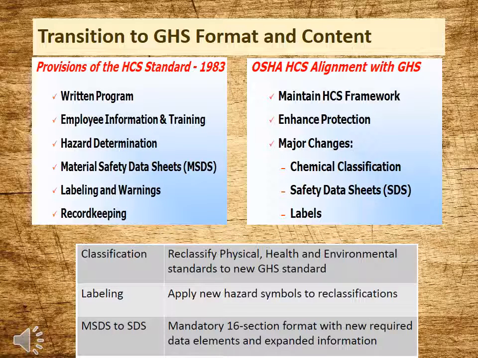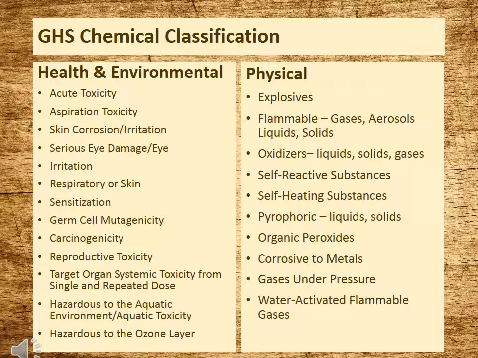So let's talk about the major changes. For classification, we're going to reclassify physical, health, and environmental standards to the new GHS standard. When it comes to labeling, we're going to apply new hazards and symbols to reclassifications. And from the MSDS to the SDS, there's going to be a mandatory 16-section format with new required data elements and expanded information. On your own, read the GHS Chemical Classifications.